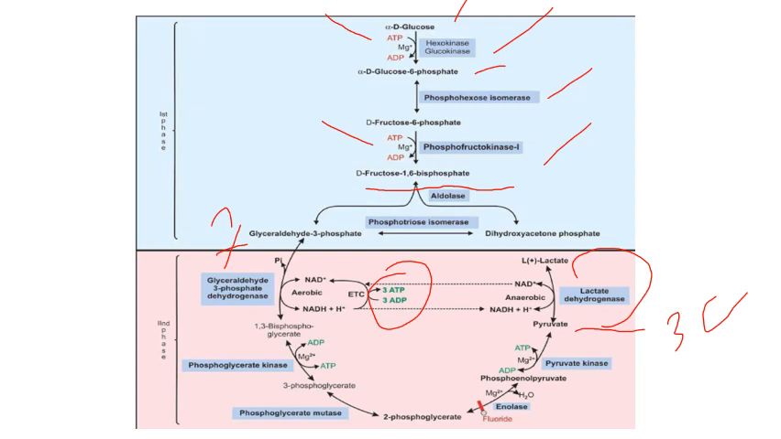hexokinase, phosphofructokinase and pyruvate kinase. These three are the key enzymes of glycolysis. These three are the irreversible steps of glycolysis. These cannot be reversed, whereas the remaining steps are reversible and can participate in gluconeogenesis. So these three steps are the regulatory enzymes which help to regulate glycolysis.